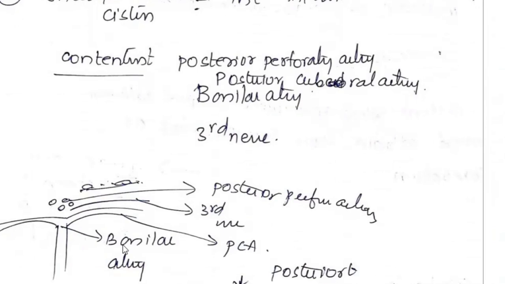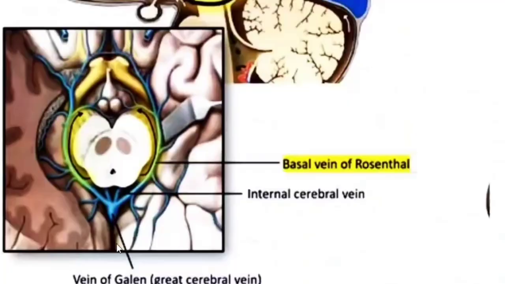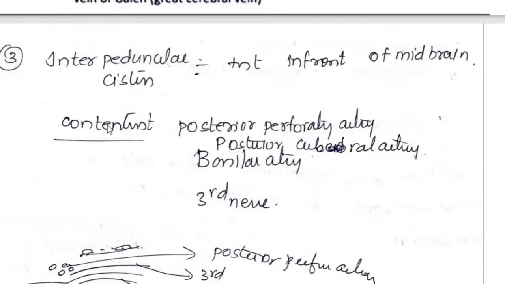Next is the interpeduncular system. The interpeduncular system is present in front of the midbrain. Peduncle is like this: these are the two peduncles, this one peduncle and this the other peduncle. This is the interpeduncular system. It is present on the anterior surface of the midbrain, in front of the midbrain.